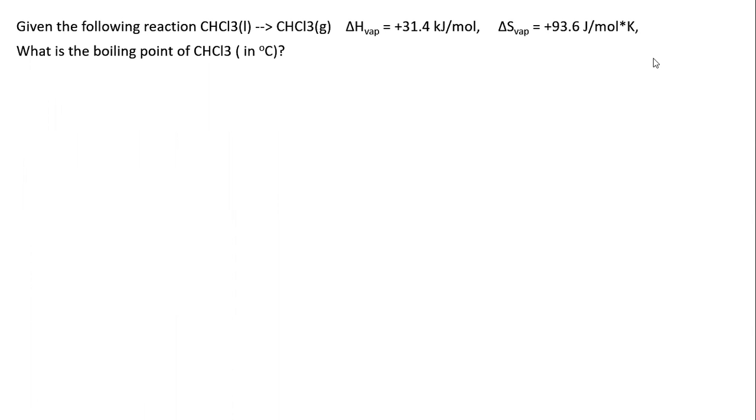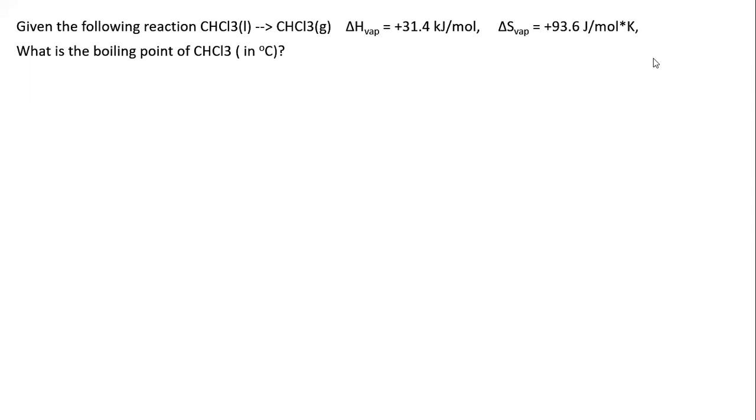So now, another application of delta G. Here we have the vaporization of chloroform, CHCl3, which goes from a liquid to a gaseous state. We have the delta H of vaporization given to us, positive 31.4. We have the delta S of vaporization, 93.6 joules per mole Kelvin. What's the boiling point of chloroform in degrees Celsius?